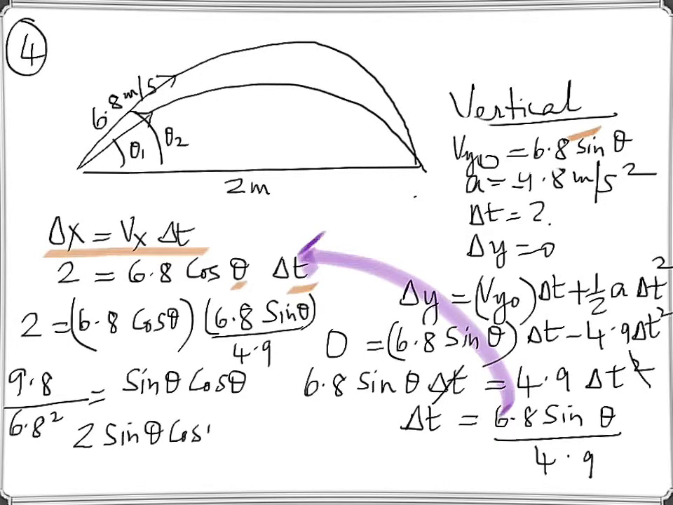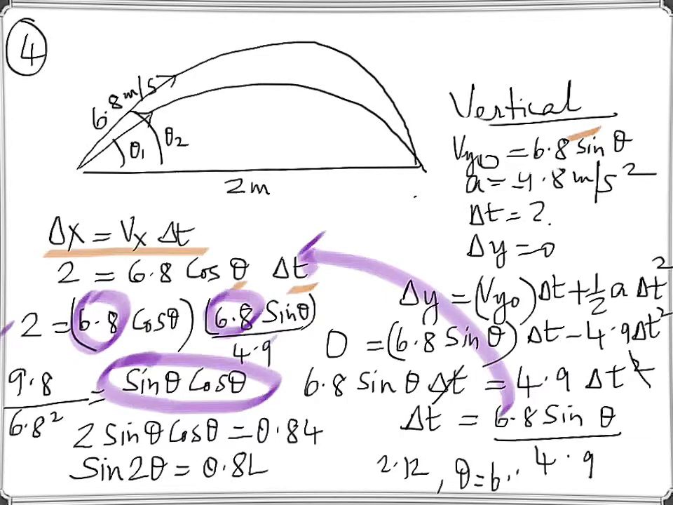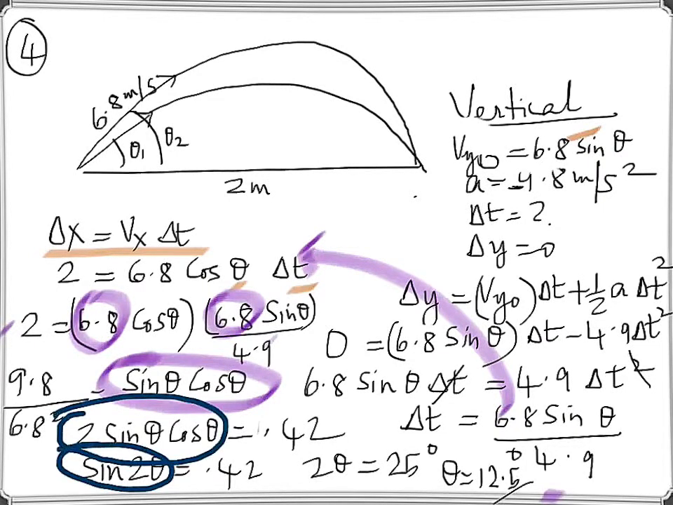And mathematically 2 sine theta cos theta is sine 2 theta. That should get us 0.42. No, it's not 0.84, that's a mistake. What I get is 0.42. So sine 2 theta is 0.42. 2 theta is the inverse of that, which gives 25 degrees. And therefore theta is 12.5 degrees. Now that's a mathematical identity which we have been using.